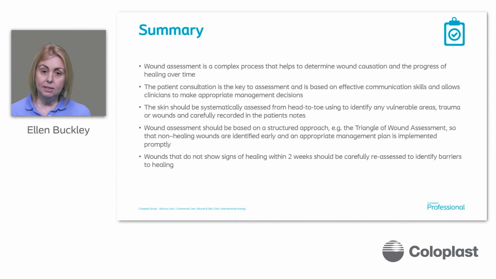There needs to be a systematic assessment, and it needs to be structured, and if we use a systematic wound assessment framework, that will help us gather all of the information that we need in a clear and concise way to help us make sure that we don't miss anything. And an example of a really simple, robust wound assessment framework would be the Triangle of Wound Assessment, which is what we've talked through on today's session. Wounds that don't show any signs of healing within 2 weeks need to be carefully reassessed to make sure that we haven't missed any barriers to healing that we needed to incorporate within our wound management plan.